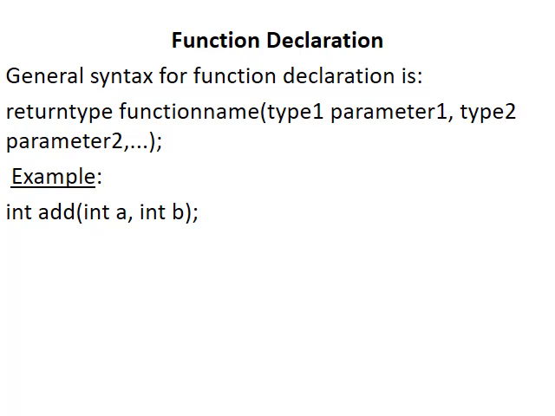Now add is the name of the function and it takes two inputs, a and b. Both are integers, so int a comma int b. It will take two inputs a and b, perform addition, that is a plus b, and the result is sent back to the calling function. That is why, if you add two integers, obviously the result will also be an integer. So I have mentioned the return type as int. It is going to return the result which is of integer type.